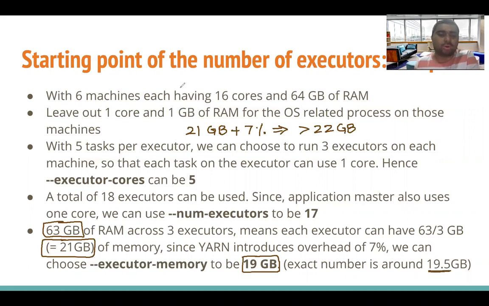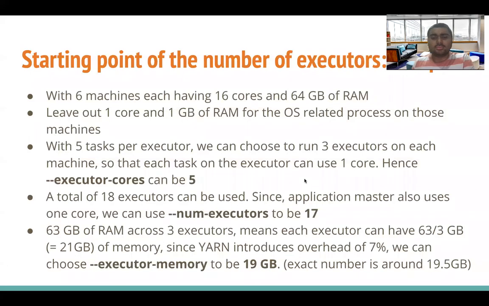The exact number is around 19.5 GB. It simply works on the formula: you request 19.5 GB plus you add 7% overhead. So you multiply this by 1.07 and your value should be close to 21 gigabytes. And this is what you will get when you request the approximate value of 19.5. I think this must have helped you understand how you can choose the number of executor cores, the number of executors, and how much memory each executor will have.